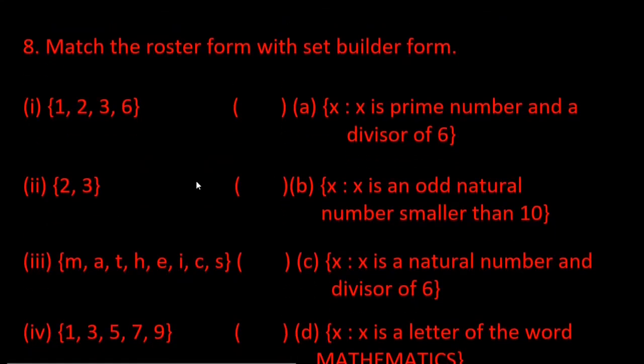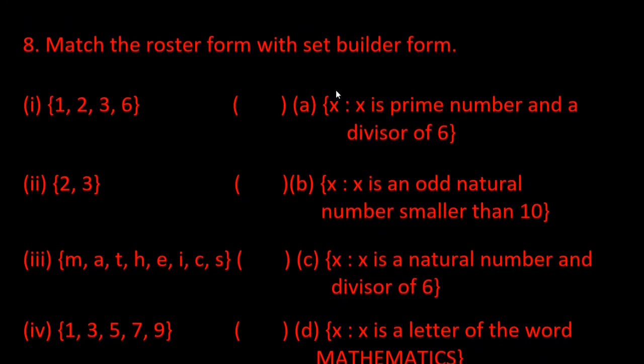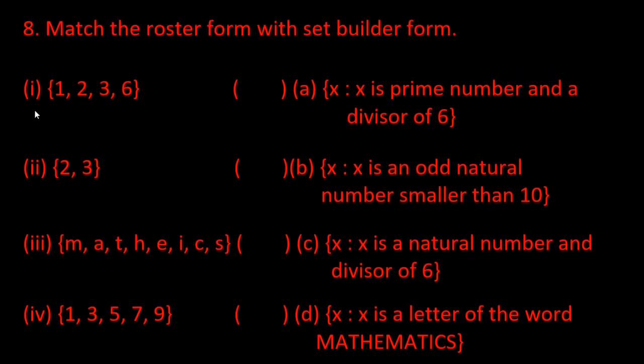Eighth one, match the roster form with the set builder form. Let us see, there are 4 sets. The left side is numbered with small Roman numerals. The right side is named A, B, C, D. Now let us write a letter in the bracket. 1, 2, 3, 6. Here x is a prime number and a divisor of 6. x is a prime number. So here 1 is not a prime number. So this is not the correct answer.